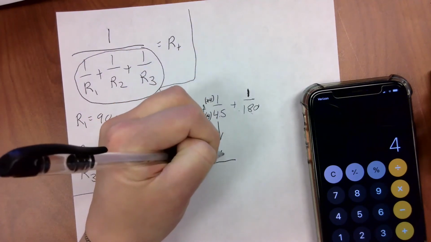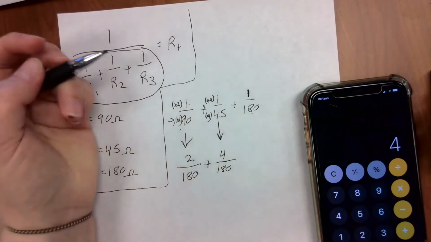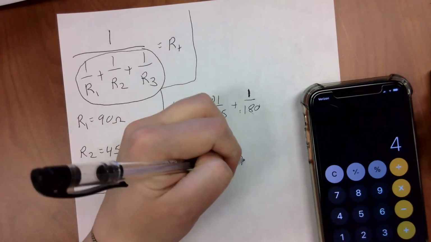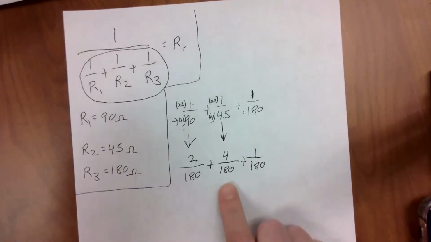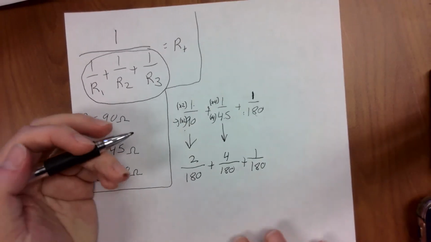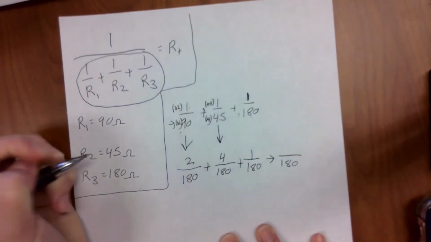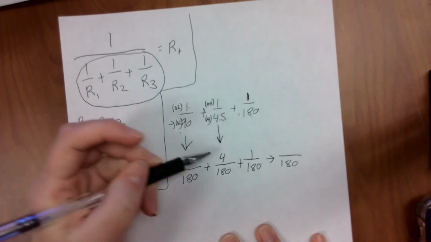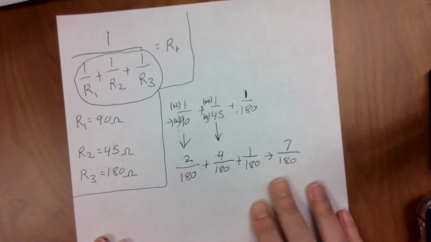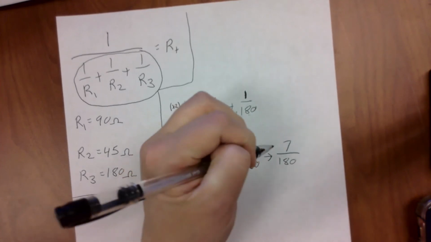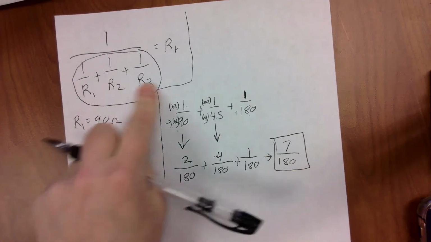This gets us 4 over 180. And this one, since we started with 180 as our bottom number, it doesn't change. We bring that down. Now you can add these all together with 180 being the bottom number. 2 plus 4 is 6 plus 1 is 7. So 7 over 180 is your fraction. Okay. So that's what goes down here.